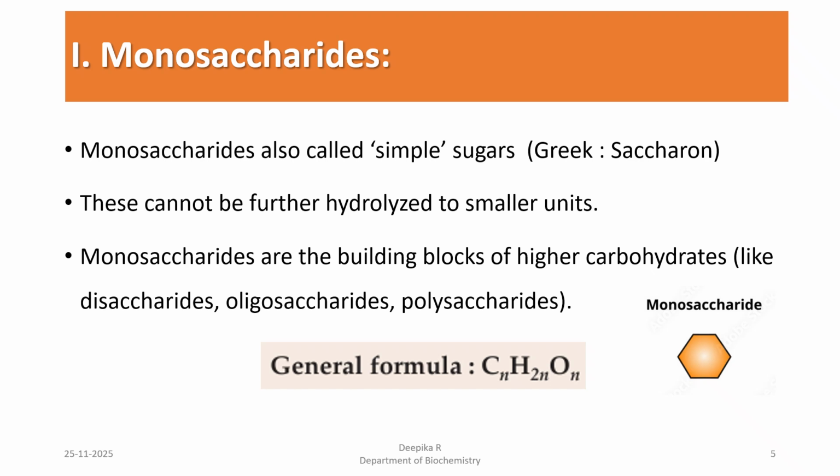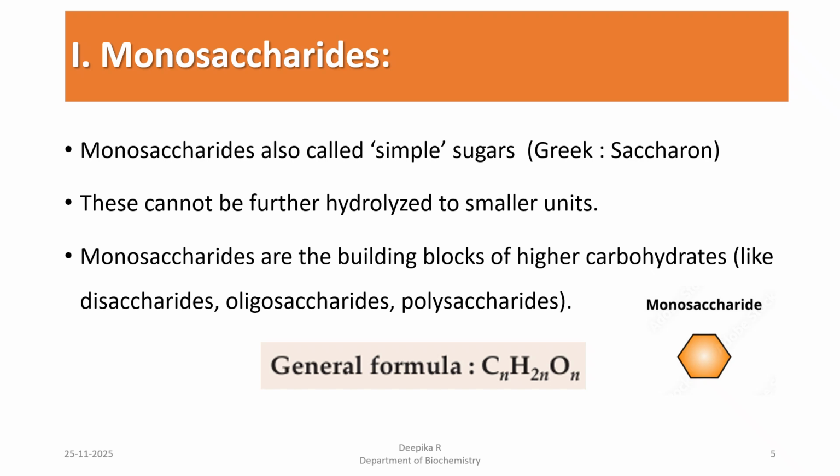Coming to the monosaccharide, it can also be called a simple sugar. It cannot be further hydrolyzed since it is a very small, simple structure. It need not be hydrolyzed further, so it can be directly absorbed in the body. Monosaccharides are also called the building blocks for the higher carbohydrates. The disaccharides, oligosaccharides, polysaccharides, all other types of carbohydrates are made up of monosaccharide units only.